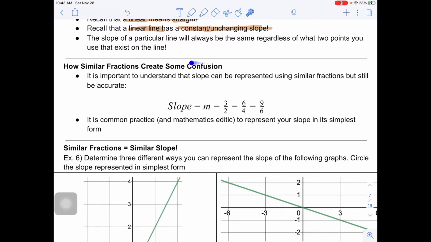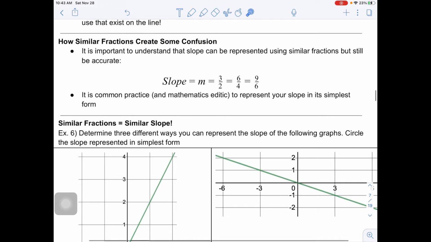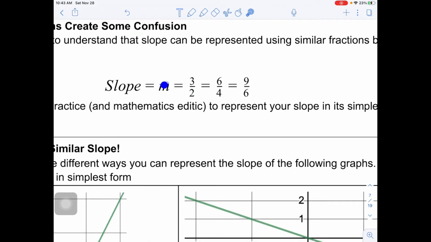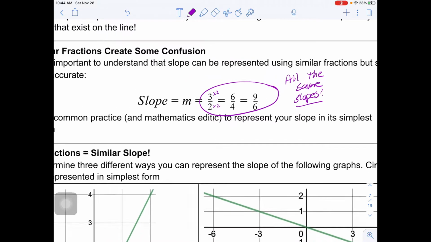This sometimes does create a bit of confusion, but it is important to remember that we can represent slope in multiple different ways, and this is the same slope because of similar fractions. So 3 over 2 is the exact same slope as 6 over 4, because if we multiply both these numbers by 2, 3 times 2 is 6, 2 times 2 is 4. We could also multiply 3 by 3 and get 9, 2 by 3 to get 6. So these are all the same slopes, because they all have similar fractions, okay?